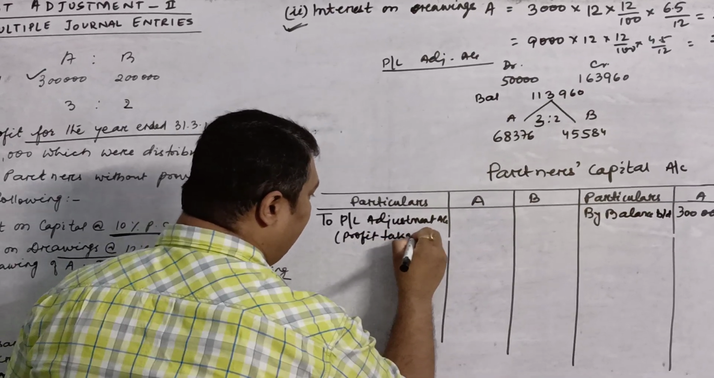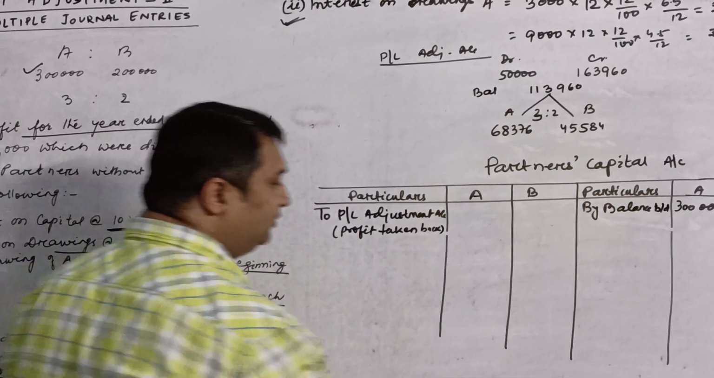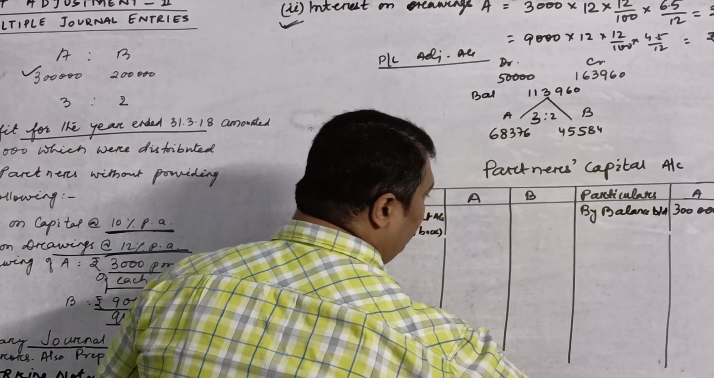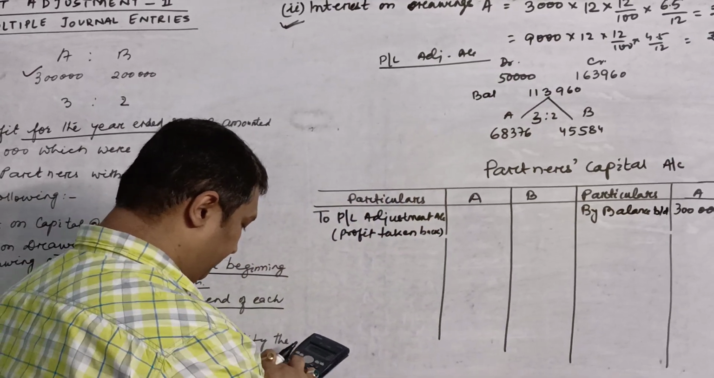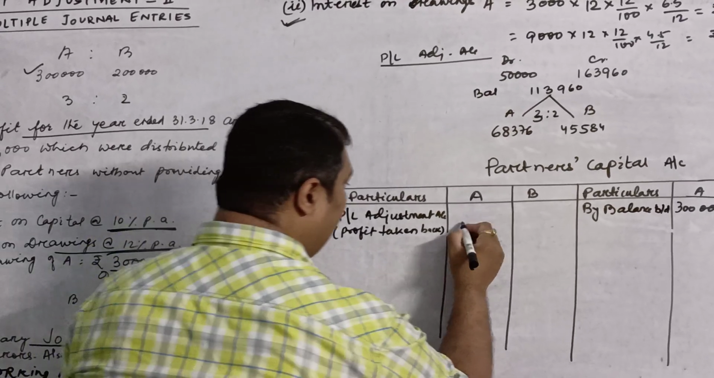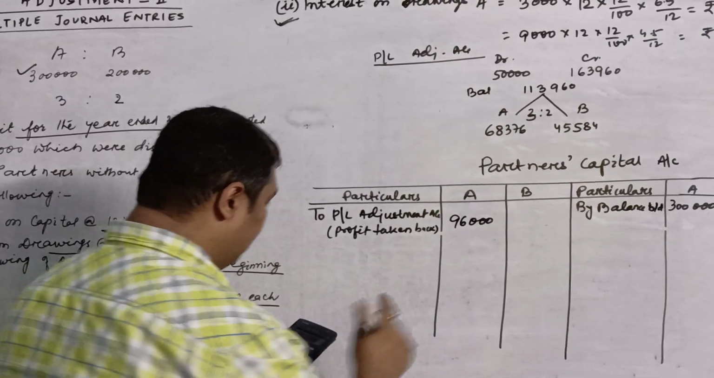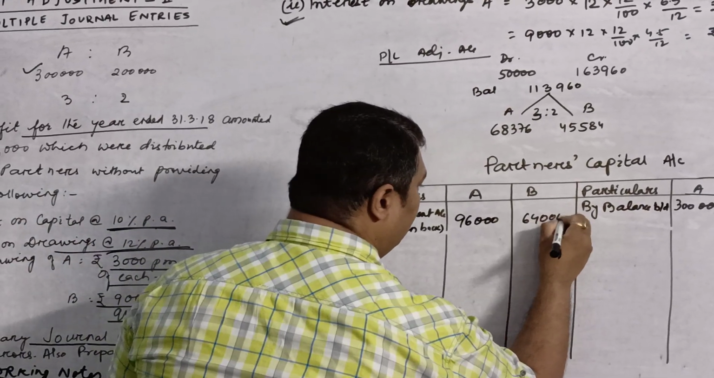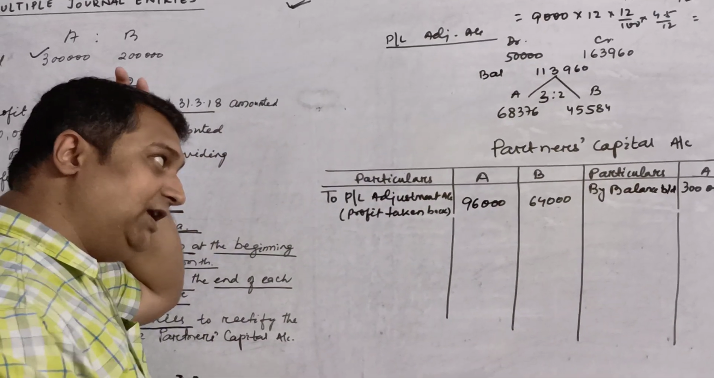Profit taken back. How much was the profit? The total was 1,60,000, which was rupees 96,000 and 64,000. So this was the profit taken. This was the entry which we have taken from there, the first entry.